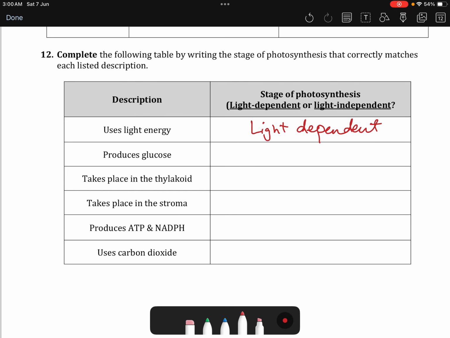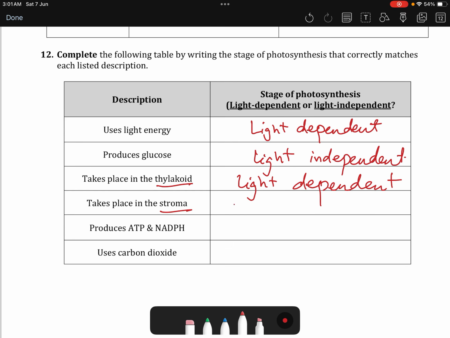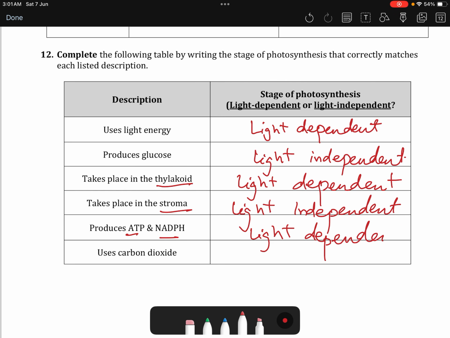Okay. Produces glucose, light independent. Takes place in thylakoid, light dependent. Takes place in the stroma, light independent. Produces ATP and NADPH, it's light dependent. Uses CO2 or carbon dioxide, it is light independent.